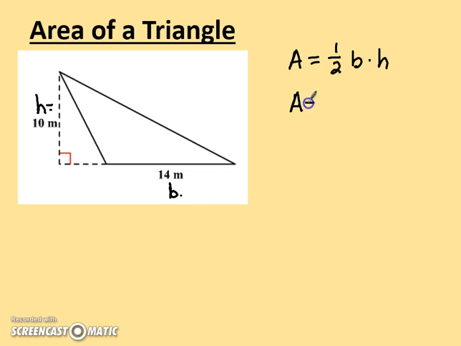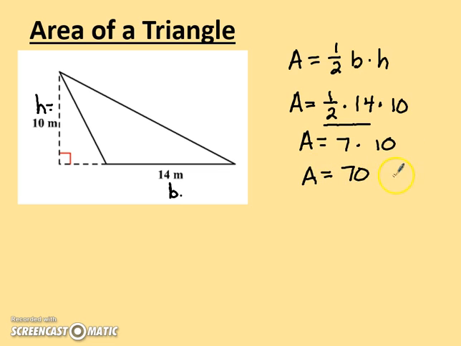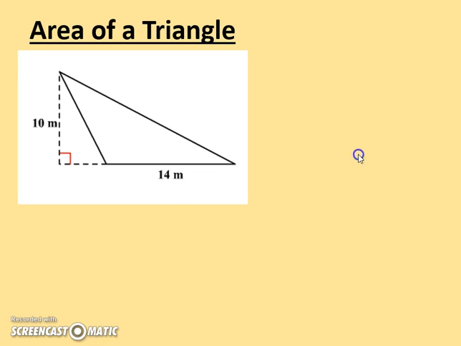So our area is half times the base, which is 14, times the height, which is 10. So because we have multiplication as our only operation, we work left to right. What is half of 14? Well, half of 14 is 7, times that by 10, and we get 70, and again it's meters, so square meters, because area is the number of square units that cover a surface.